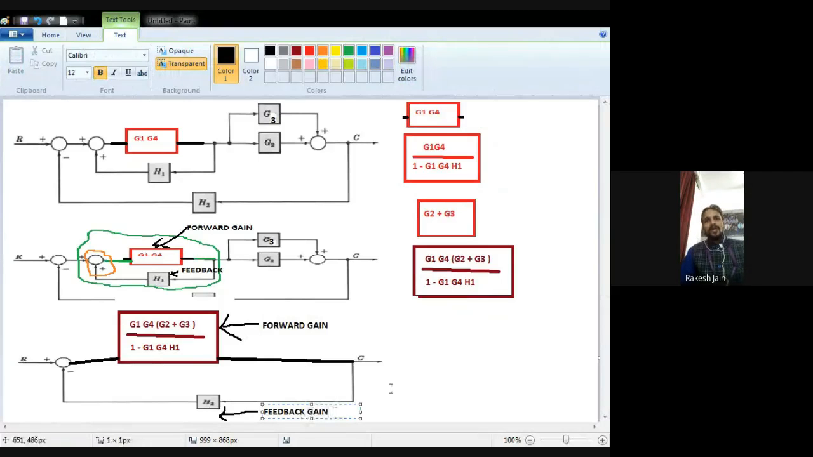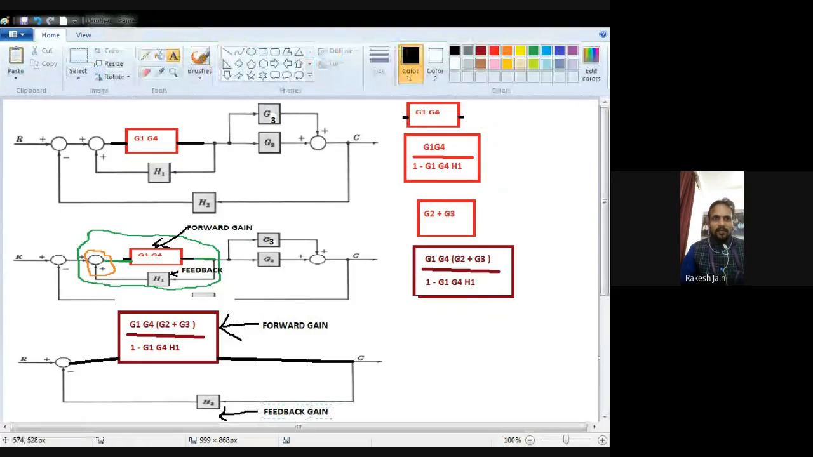So what is the rule? How to find out the answer of transfer function? Very simple. Forward gain divided by 1 plus or minus forward gain into feedback gain. Which feedback is this one? See, with negative sign it comes. The output part comes in the input side via negative sign, so it is negative feedback. So we have to use positive sign in the formula.